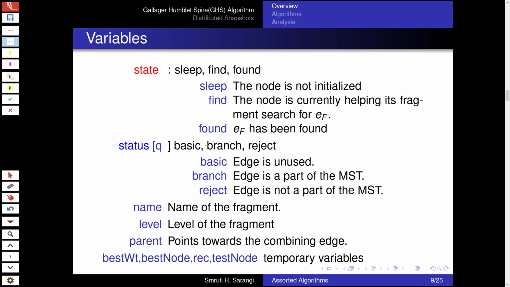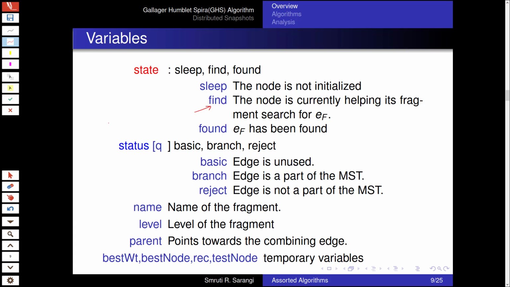So now we will discuss our algorithm. It's a fairly long algorithm, so we'll have to discuss the state that we maintain. We have three states: sleep, find and found. Sleep means the node has not been initialized. Find means the node is currently helping its fragment search for EF. EF is the least weight outgoing edge. Found means EF has been found, or the least weight outgoing edge has been found. So that is what this means.